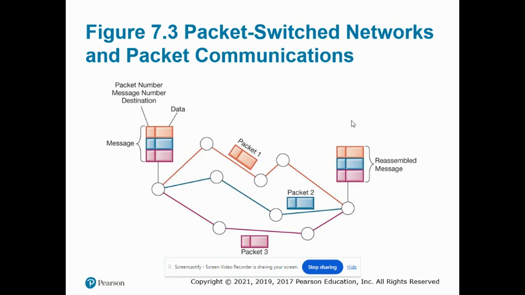Data are grouped into small packets, which are transmitted independently over various communication channels and reassembled at their final destination. This graphic illustrates how packet switching works, showing a message being split into 3 packets, sent along different routes, then reassembled at the destination. Note that each packet contains a packet number, message number, and destination.